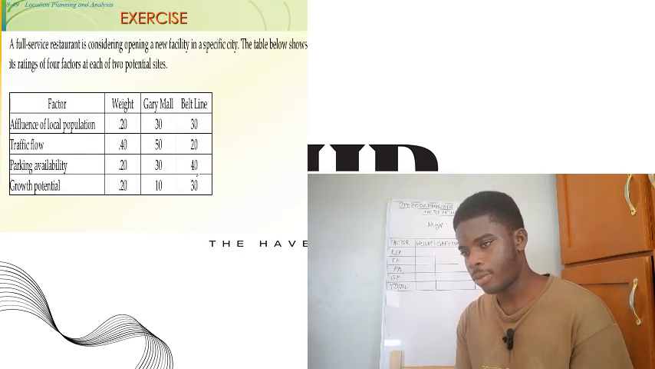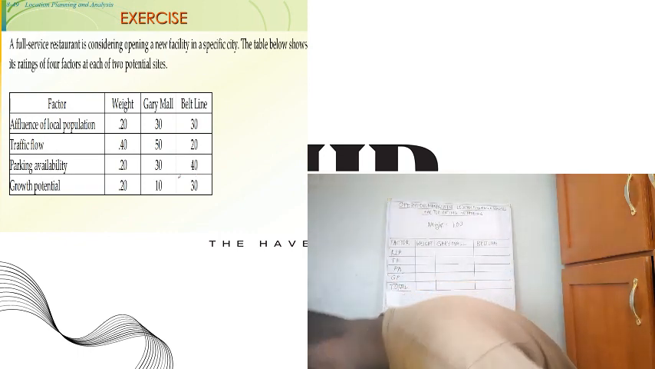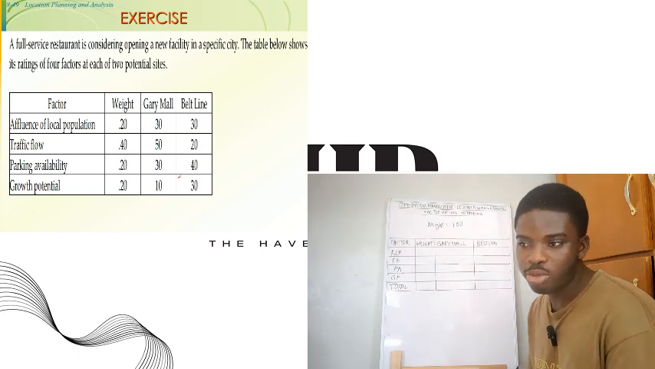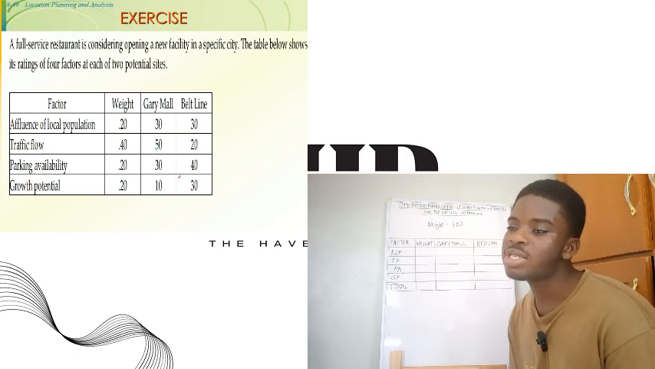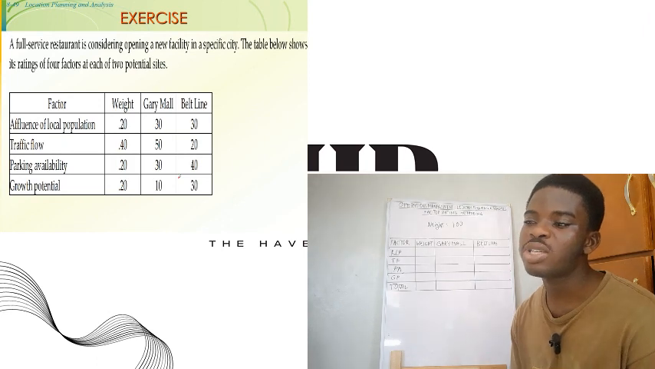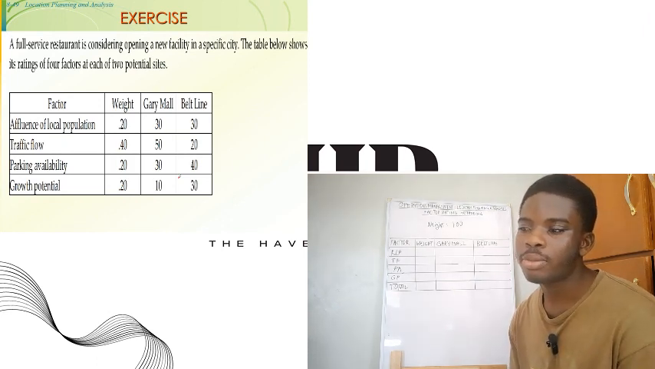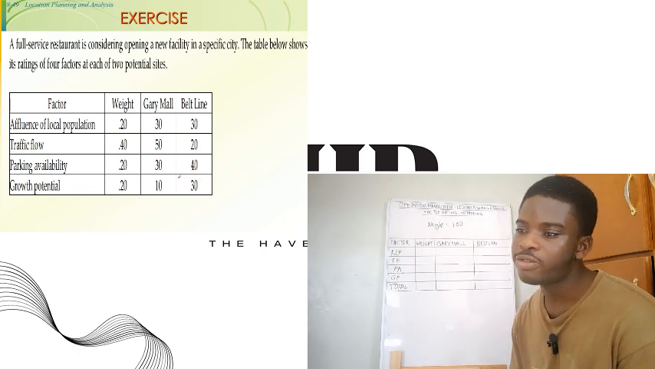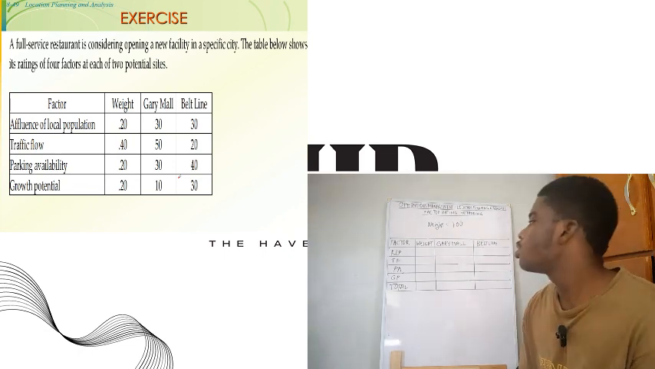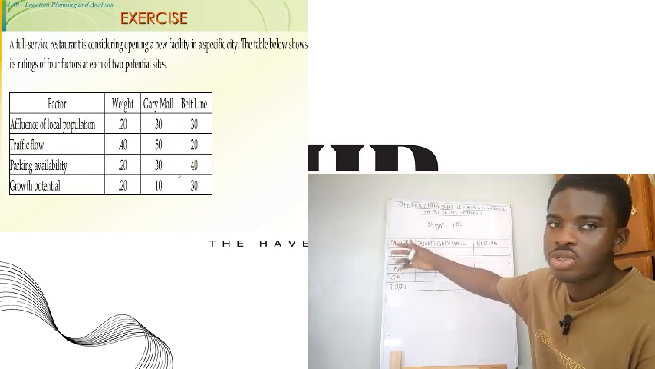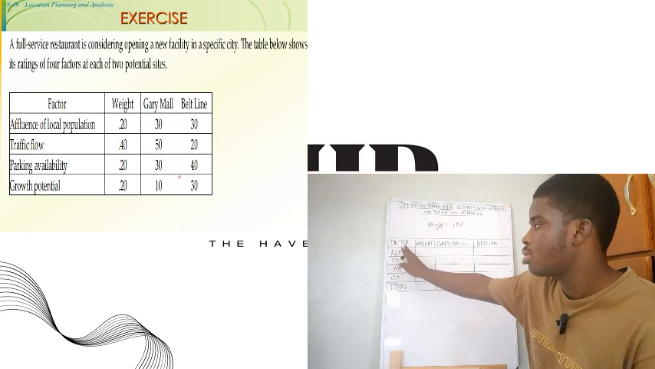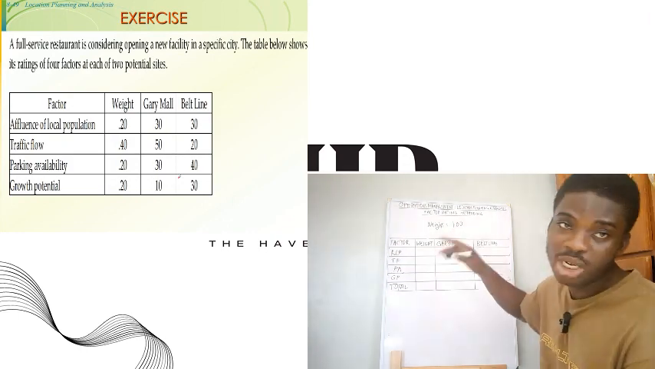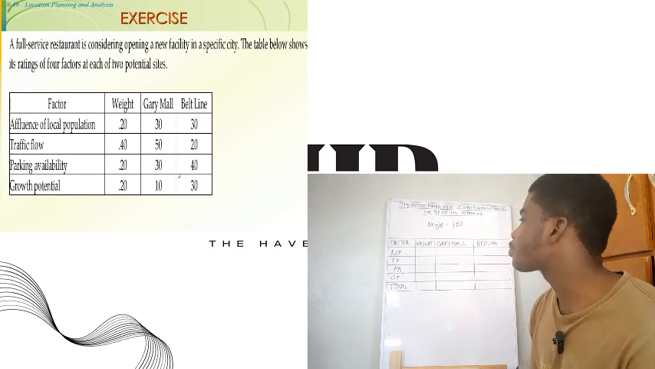I've already made this simple. So we have the example from Gary Moore and Dotson. A full service restaurant is considering opening a new facility in a specific city. The table below shows its ratings for four factors for each of two potential sites. You don't even need to memorize: affluence, traffic flow, parking, growth. Those are the factors that they identify.